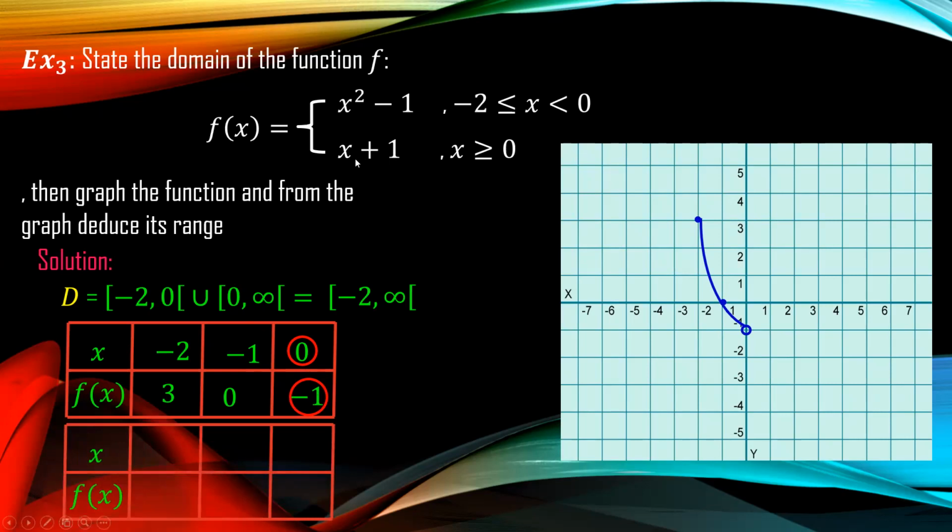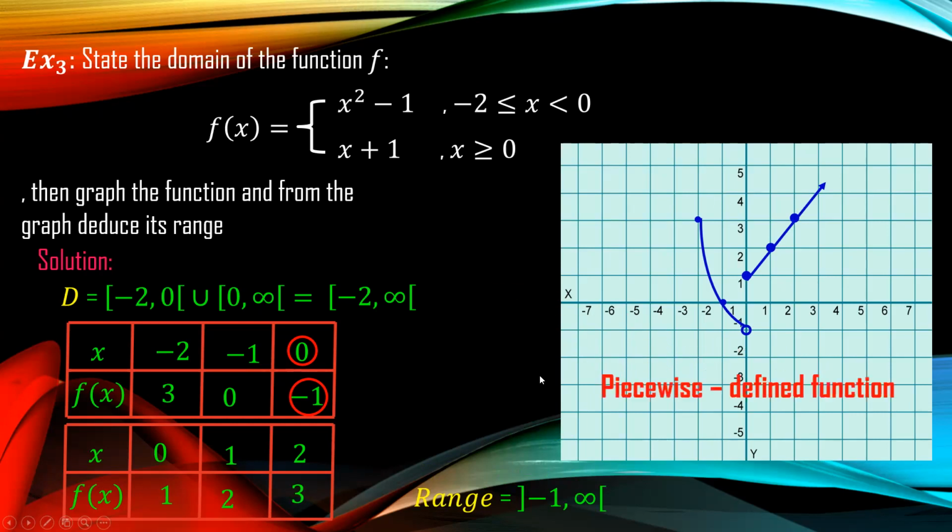The second rule is x plus 1 at x more than or equal to 0. Substitute x by 0, 1, 2, and so on. When we put x as 0, f of x equals 1. Substituting x by 1, 1 plus 1 is 2. Substituting x by 2, 2 plus 1 is 3. So we determine the position of these points and join between them. This figure represents the function, and we can determine the range: it is the open interval (-1, infinity).